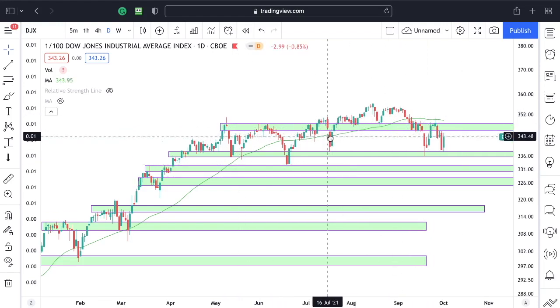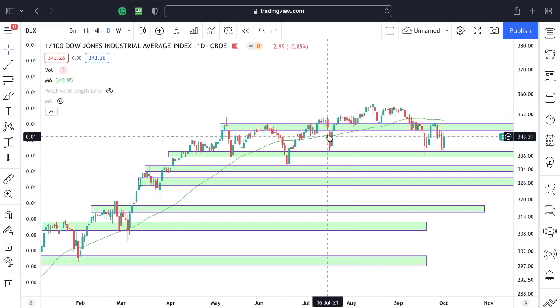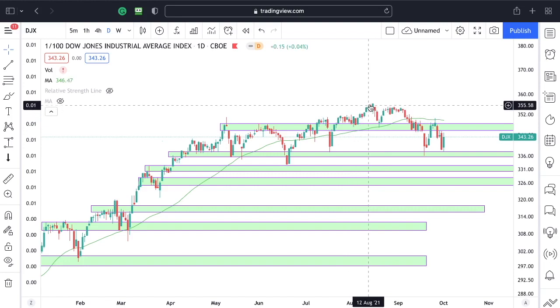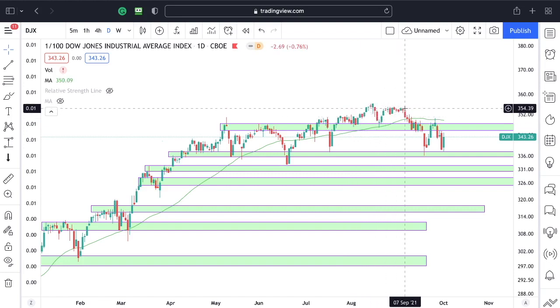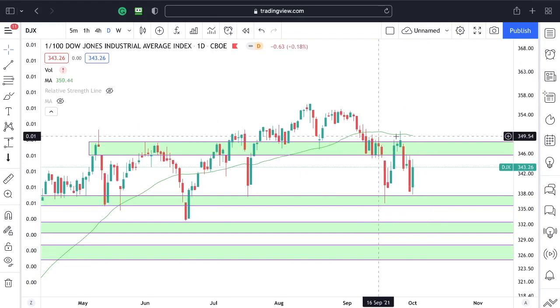Even though prices managed to break out over here, this breakout was a false one. As you can see, prices did not manage to rally much before they started to stall, and after that they declined back into the range over here. And if we zoom in over here, you'll see that the Dow Jones has now found resistance in the form of the 50-day moving average.